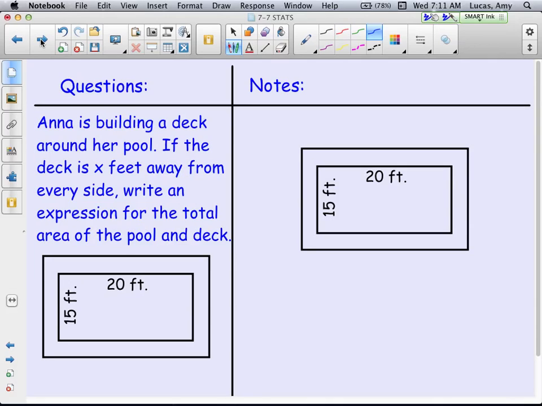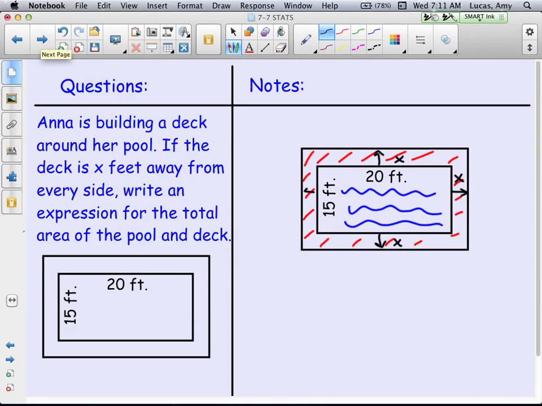Okay, so if this is the pool, right here, and there's a deck going around it, and we need the area of the entire thing, this is kind of tricky. So what I want you to think about is, it said that the deck is x feet away on each side. So these are all a distance of x. So I want you to think about what the length of the pool plus the deck is.